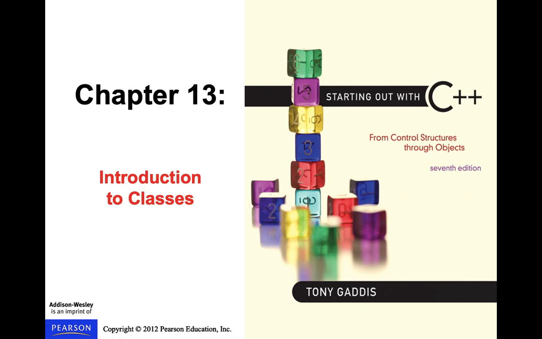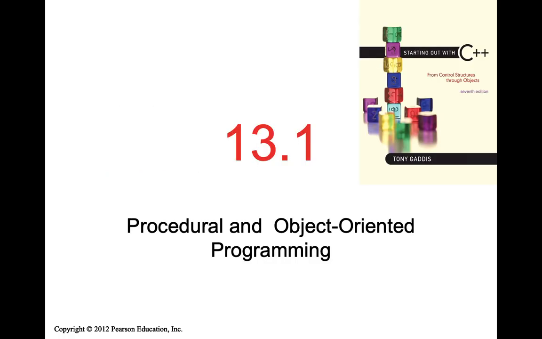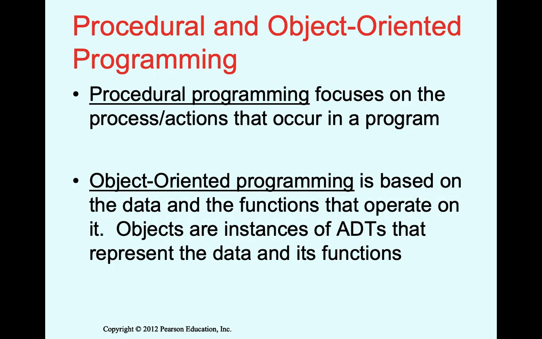In this chapter, we will talk about classes. So let's talk first about what's the difference between procedural and object-oriented programming. Procedural programming focuses on the processes or actions that happen in the program. The programming we learned so far in this course is called procedural programming because it focuses on the action and the process and how the statements are executed. But we have another type of programming, called object oriented programming.